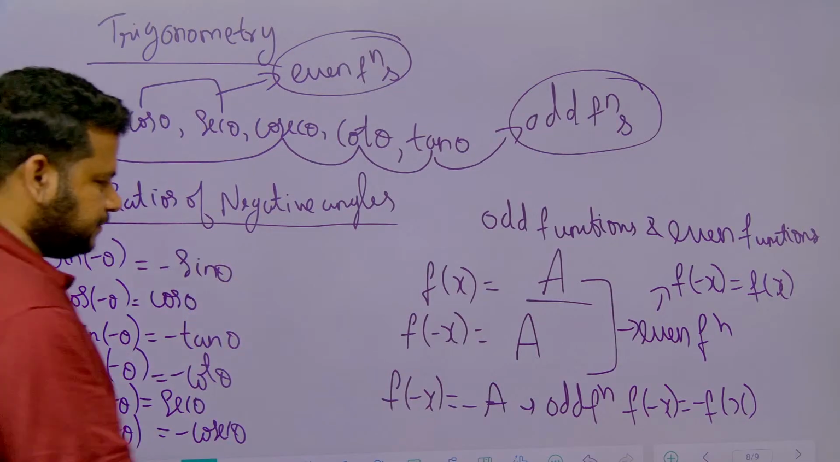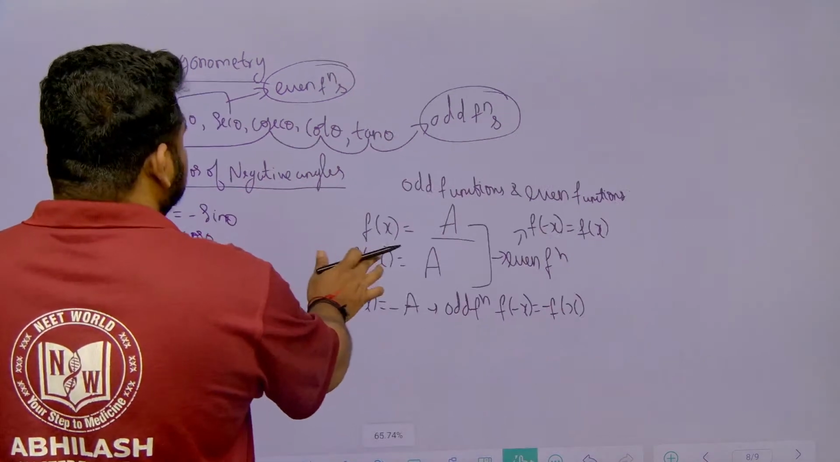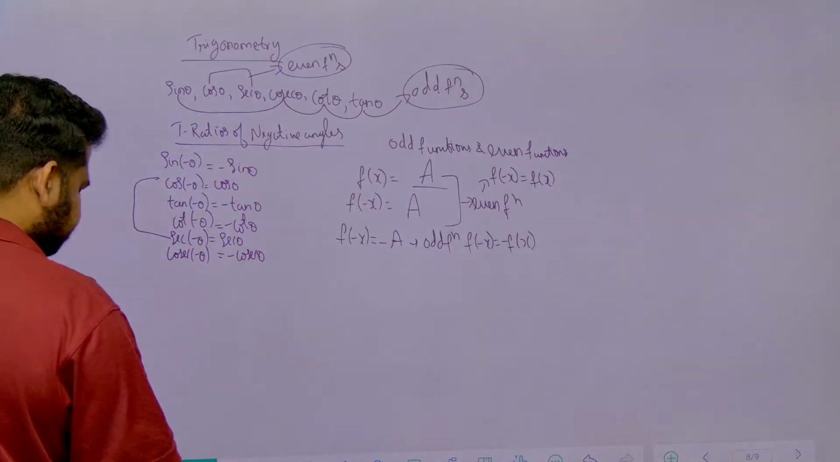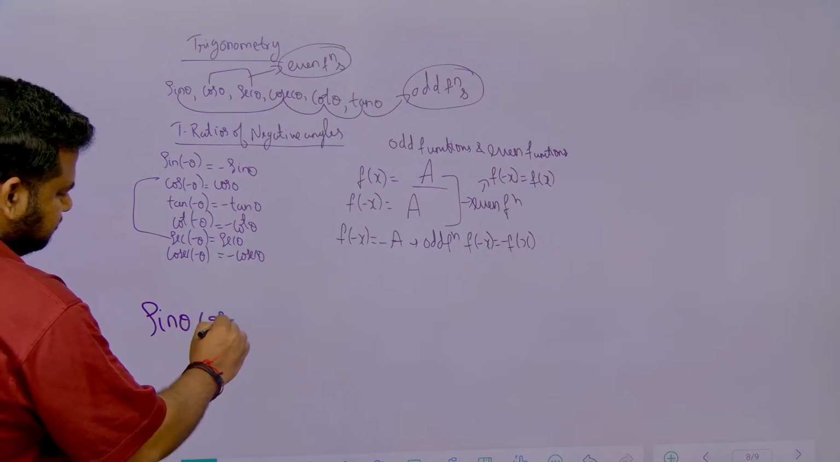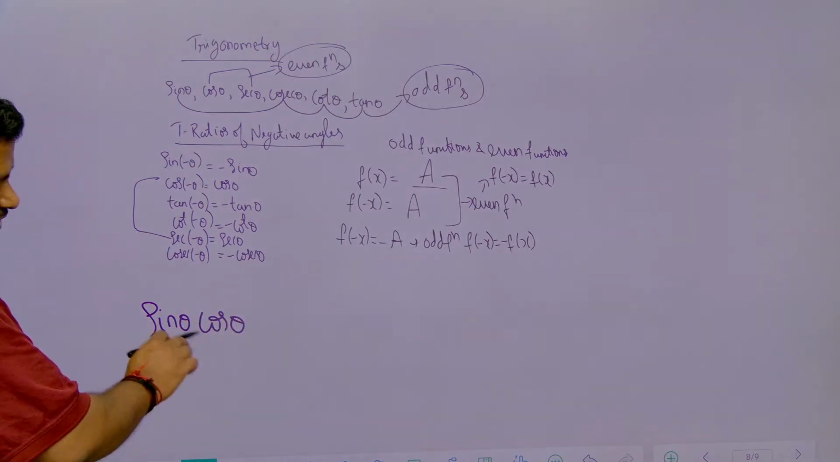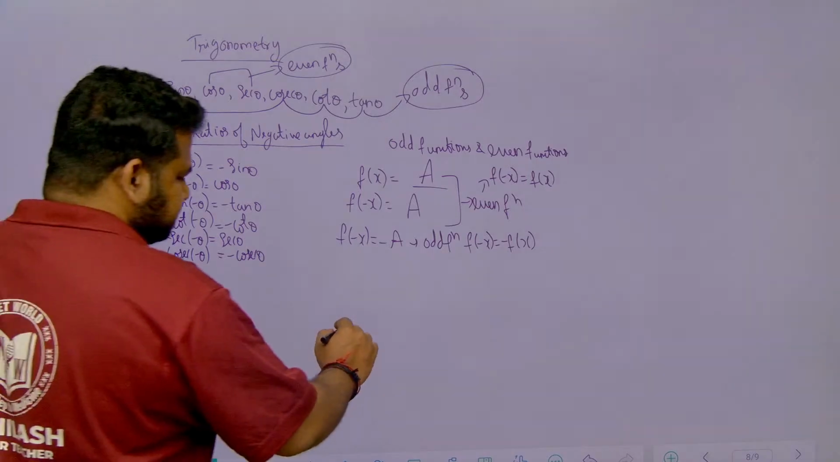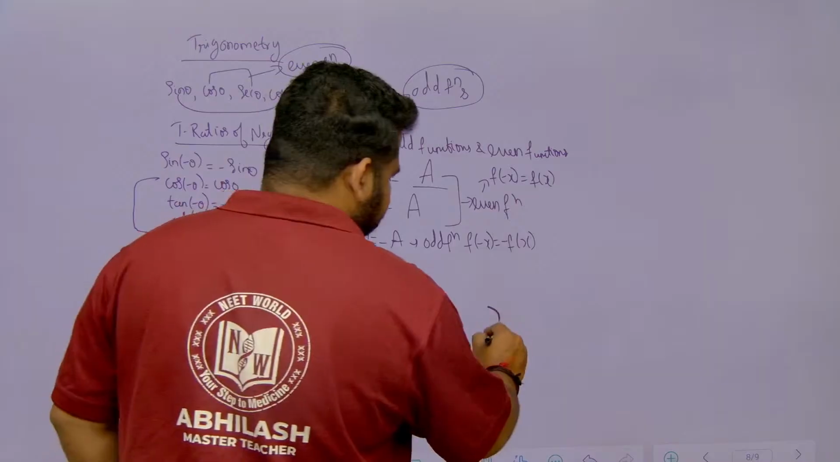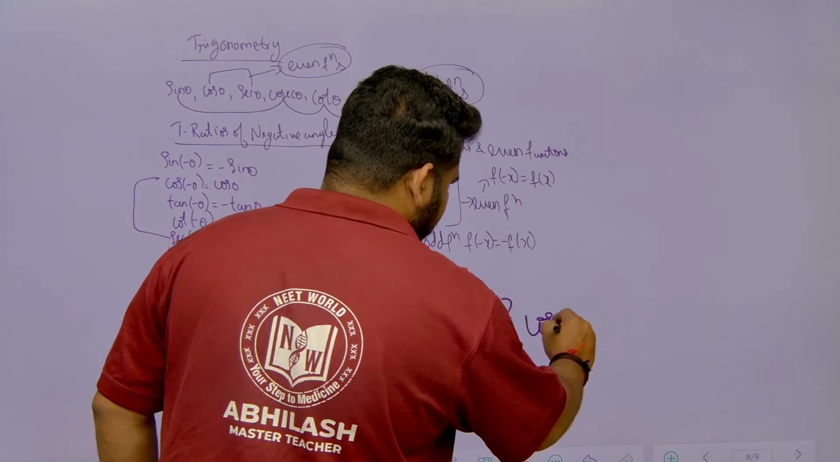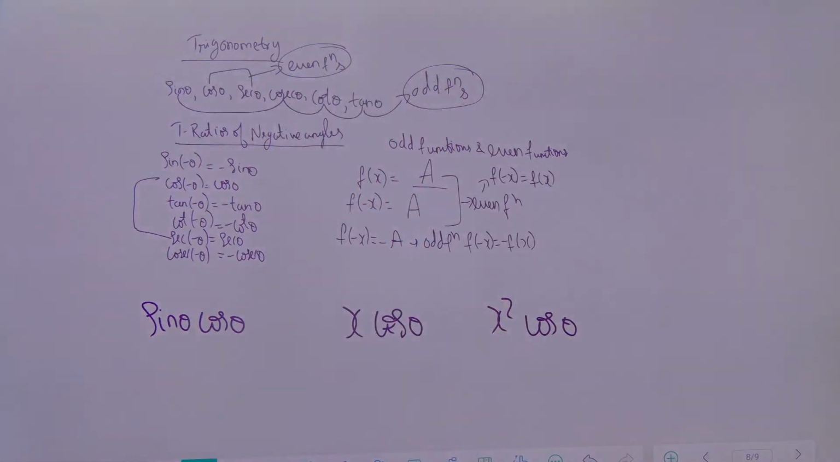Now, suppose functions are given like this. If you are having sin theta into cos theta, or in some place if it is given x into cos theta, in some place it is given x square into cos theta. See, polynomial function in sin and cos I told you. Polynomial function means what? X square, x cube, all these things.